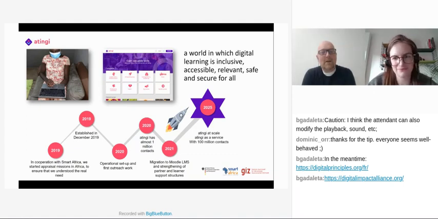Then we try to understand what the actual needs were, and we established in 2019, set ourselves up. We are now at a stage where we've got over 1 million contacts with learners. We have 200,000 learners registered on our platform. And now, which has been a huge help to us, we've migrated to the Moodle learning platform.